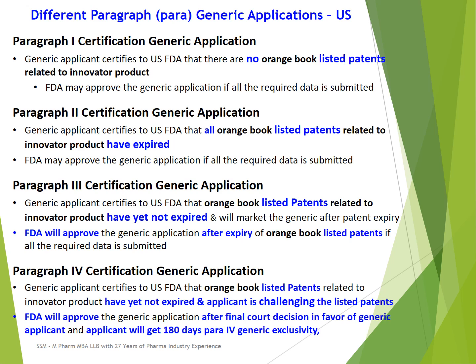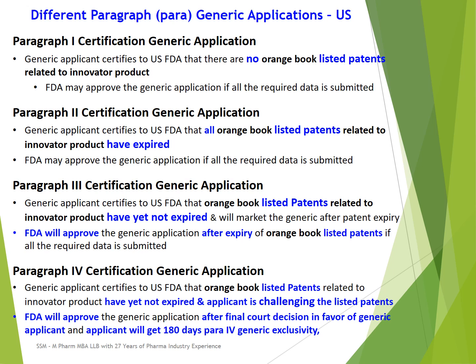First is the Para 1 certification generic application, in which the generic applicant certifies to US FDA that there are no Orange Book listed patents related to the innovator product. In that case, FDA may immediately approve the generic application if all the required data is submitted.